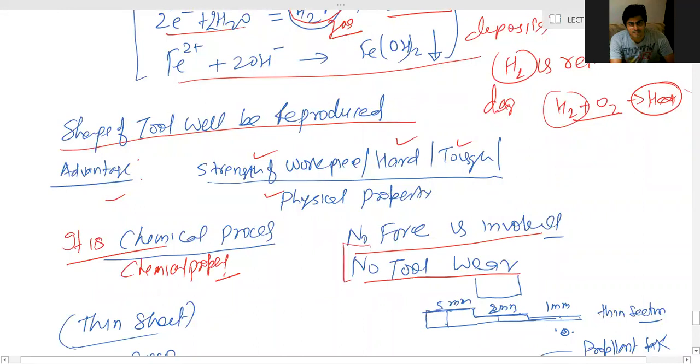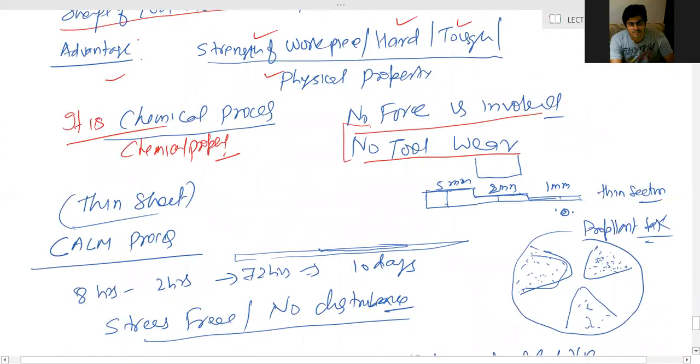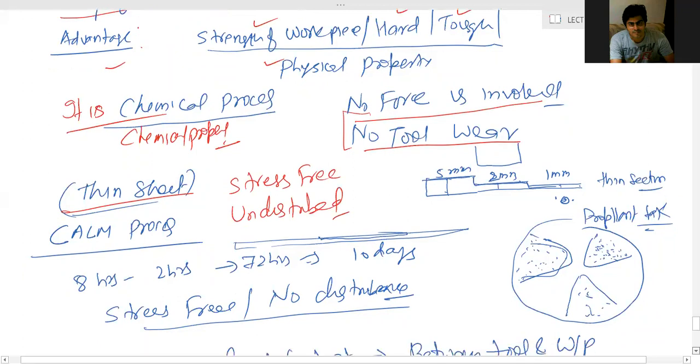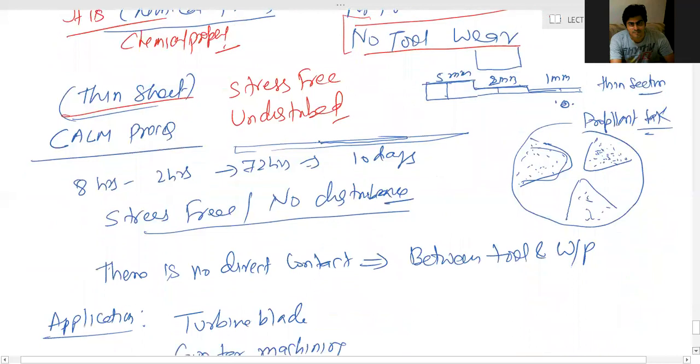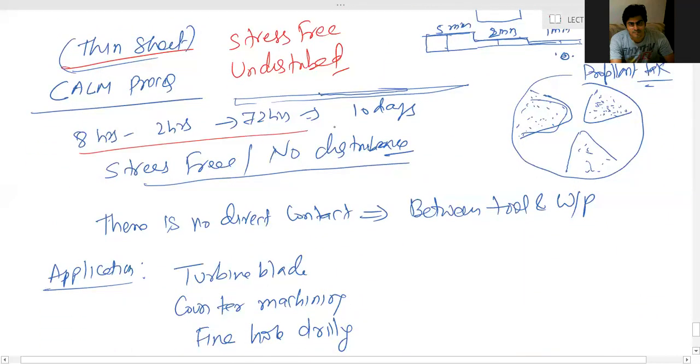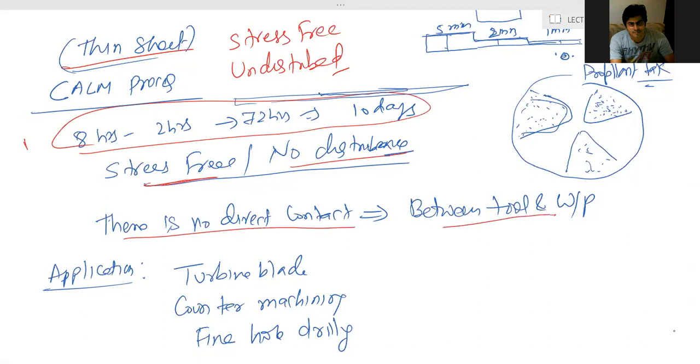And as I said, it is very good for machining thin sheet because no force is generated. When there is no force, a thin sheet will be undisturbed and stress-free. As I said, it is a very calm process, and you have to leave it for hours, sometimes 10 days. It all depends upon how much material you want to remove. So it is stress free, with no disturbance, and there is no direct contact between tool and workpiece.